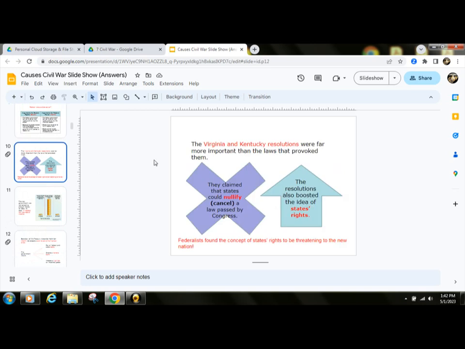The Virginia and Kentucky resolutions were far more important than the laws that provoked them. They claimed that states could nullify, that means cancel, a law passed by Congress. The resolutions also boosted the idea of states' rights. So if you're from Virginia or Kentucky, you did believe in states' rights, which means that the states could cancel a law if they felt that it was not in the Constitution. And Federalists in the North found the concept of states' rights to be threatening to the new nation.